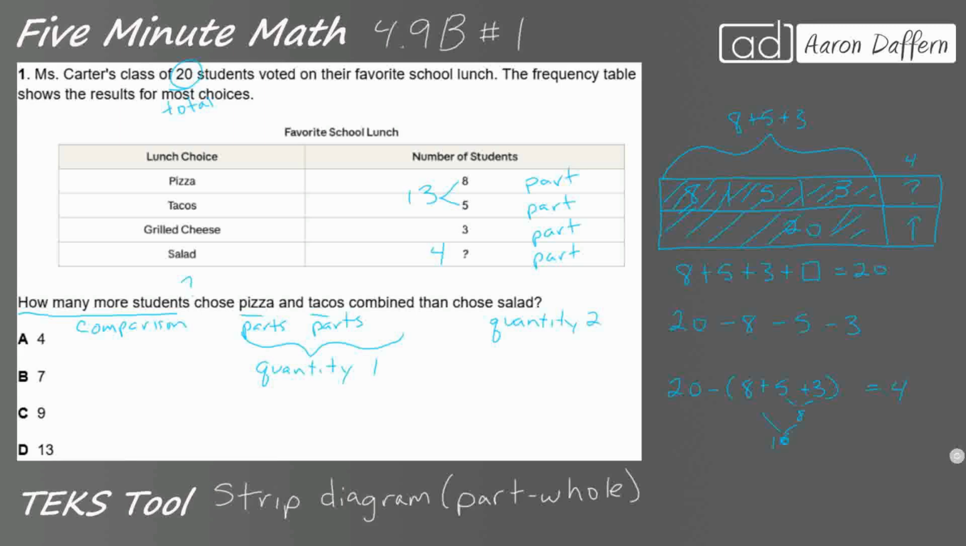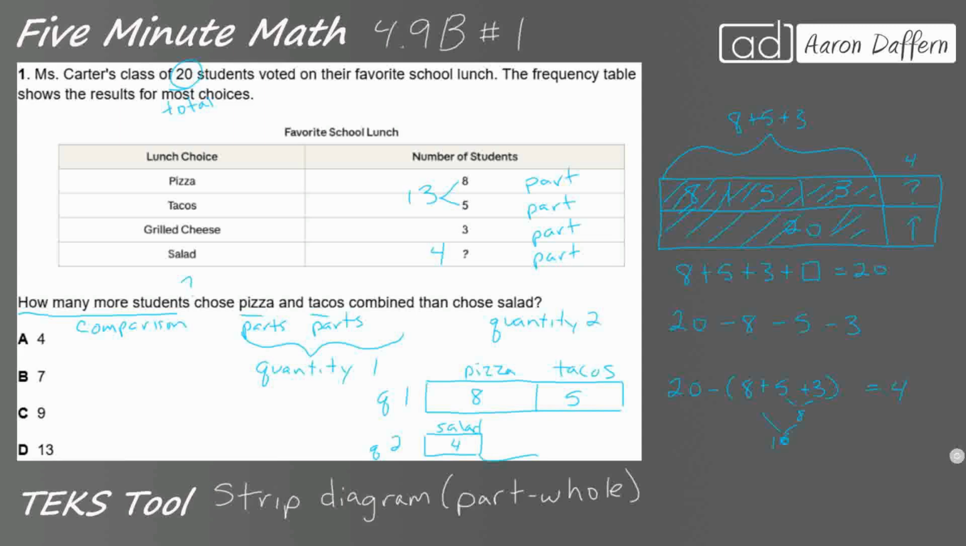We need to compare how many students chose pizza and tacos. So this is how I want to represent it. I want to represent a longer bar for pizza and tacos. And I'm going to put 8 and 5. That's my pizza, and then this is my tacos. And this is my quantity 1. This is the first thing I'm comparing. And then my second one is now going to be my 4, and I'm going to make that a little bit smaller. This is my salad. And this is my Q2.